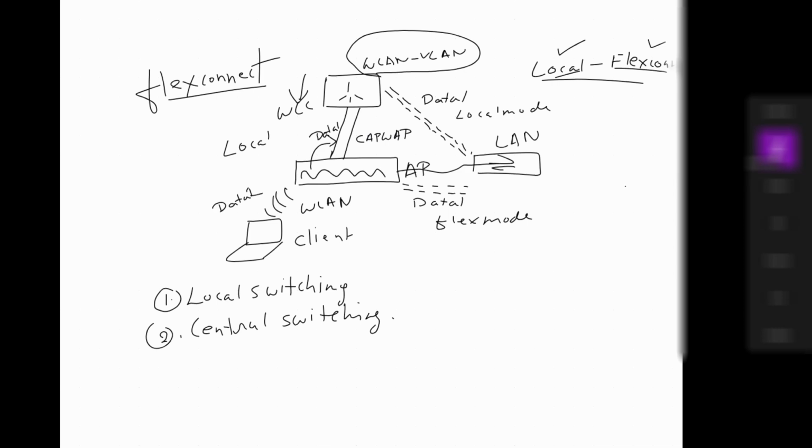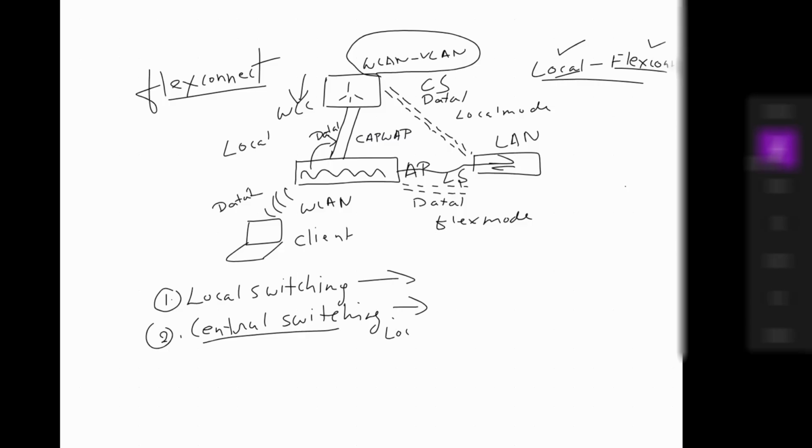In the local switching, the data traffic is switched as I have explained here. In the central switching, the data traffic is switched as I have explained here. Okay, so this is the central switching path. This is the local switching path. Okay, central switching and local switching. Then you might say, what is the difference between the central switching and the local mode, right? Because in the local mode also the data traffic is sent through the CAPWAP tunnel, right? And here also in the central switching it is working.